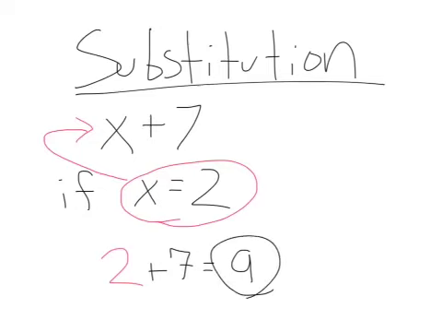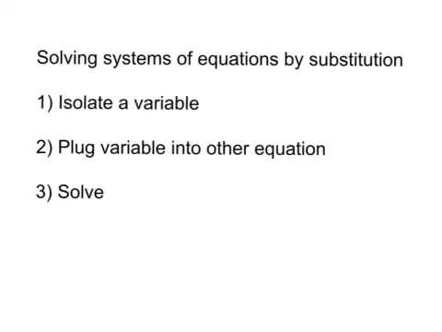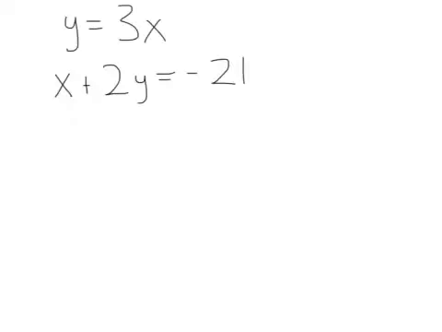So in essence, substitution is doing the same thing. We find out what one variable means, and we're plugging it in to an equation that we have. So in solving these systems, there's going to be three basic steps. First, you're going to isolate a variable. So you want to get a variable by itself. Basically, just like you've done solving for a specific variable. Next, you're going to plug that variable into the other equation. And then lastly, you're going to solve for your missing variables. Alright, let's do an example.